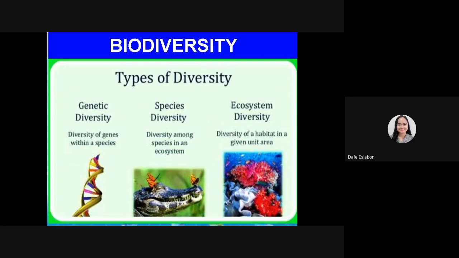Now, what do we mean when we say genetic diversity? This is diversity of genes within a species. And how about species diversity? This is diversity among species in an ecosystem. And ecosystem diversity is diversity of habitats in a given unit area. Now, let us know more about genetic diversity.